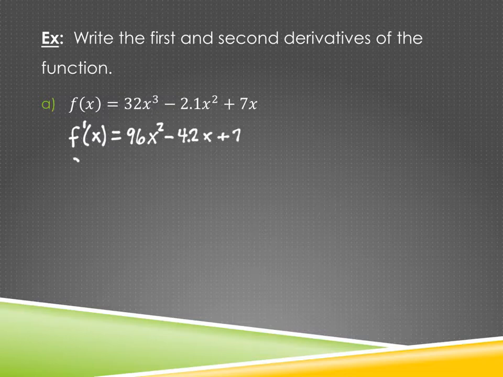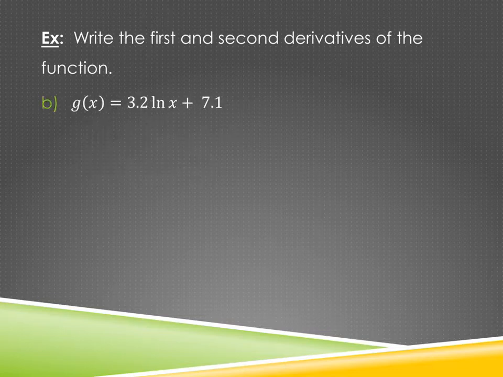Fantastic. Second derivative now. We are going to take the derivative of the derivative. So now I need to do the 96 times the 2 as the exponent. So what's 96 times 2? 192. 192 is right. 192x minus, what's the derivative of 4.2x? 4.2. And then what's the derivative of the 7? 0. And you're done. That's not so bad, right? Not so bad. Let's take a look at another one.